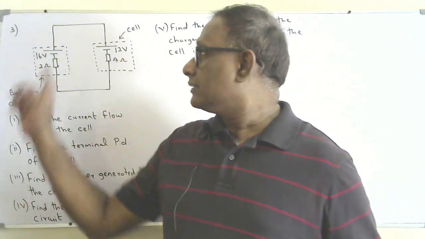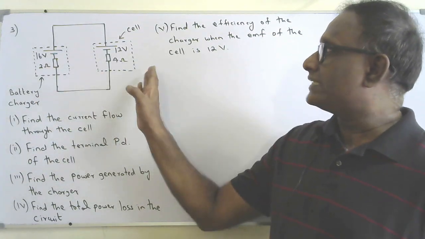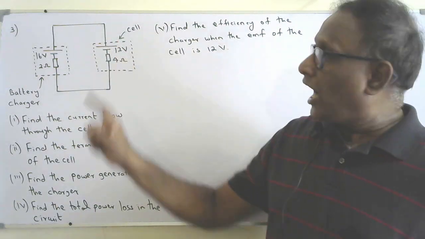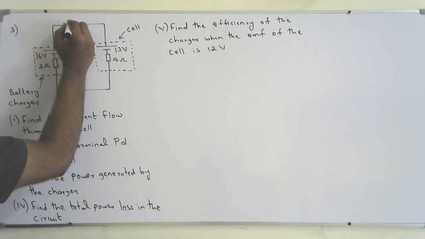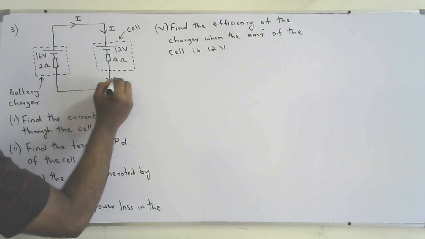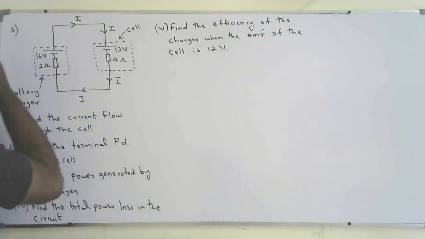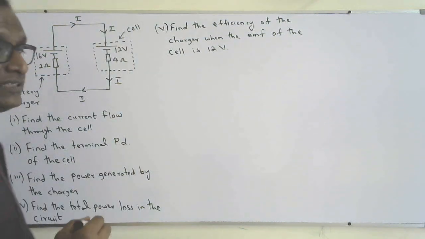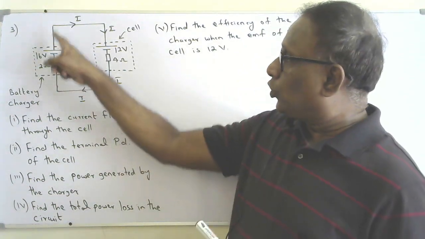Okay, this is the third question, slightly different type, about a battery charger and a cell. You know, when you are charging a battery or a cell, the current will come out of the charger and flow into the cell. Normally, when you are using the cell in a circuit without a charger, current will come out through the positive terminal of the cell. But when you are charging a rechargeable cell, the current will flow into the cell.